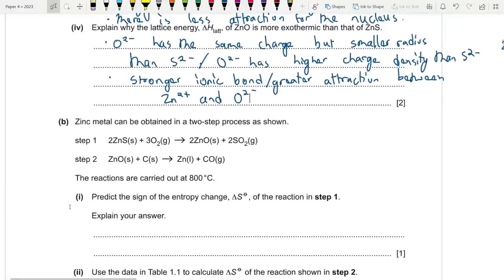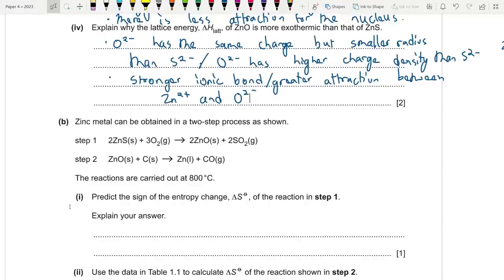Zinc metal can be obtained in a two-step process as shown. So zinc sulfide plus oxygen gives you zinc oxide plus SO2. Zinc oxide plus carbon gives you zinc plus CO. The reactions are carried out at 800 degrees Celsius. Predict the sign of the entropy change of the reaction in step 1. Explain your answer. Basically, what's happening?